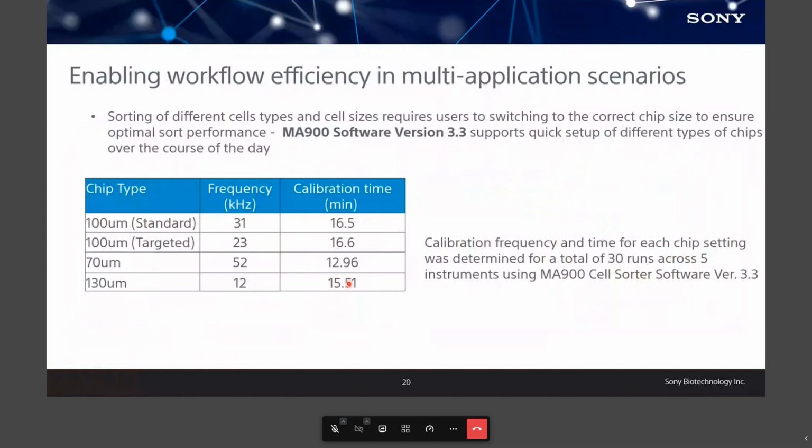So we tried to test this to not only establish an average, but factor in unit to unit variability. And this just illustrates the fact that even in a multi-application environment where you have people that want to run different cell types on different size chips, you can swap those chips out and have very minimal downtime before moving on to the next application. And again, this whole process is guided by a software wizard as well. So there's a click of a button in the software that says chip exchange. And then again, it will have you scan the new QR code and walk you through the calibration of the new chip.